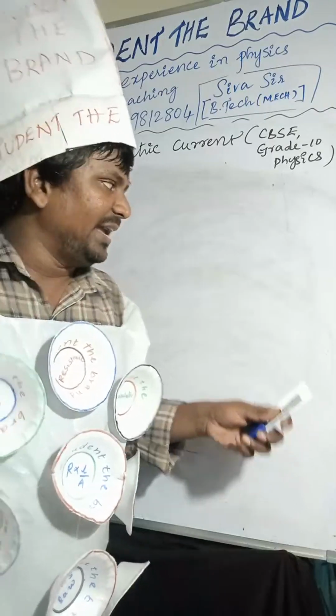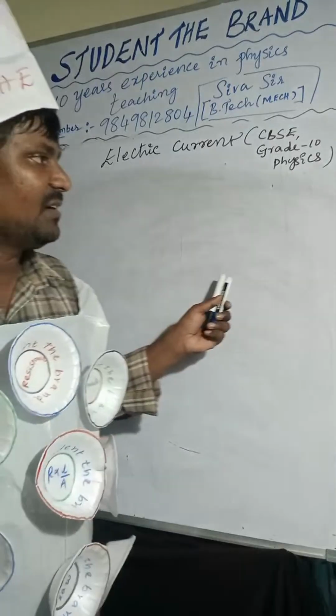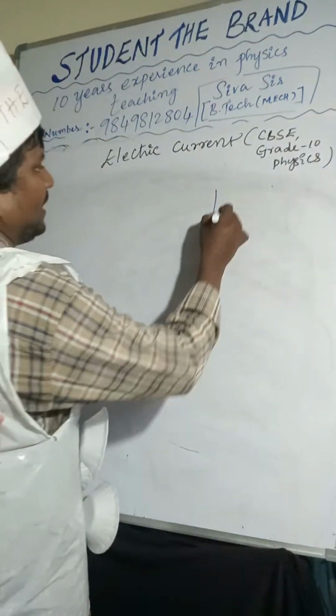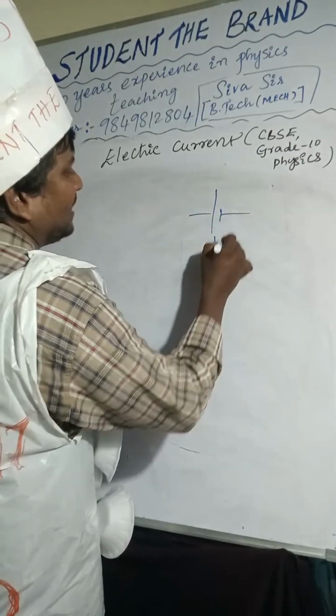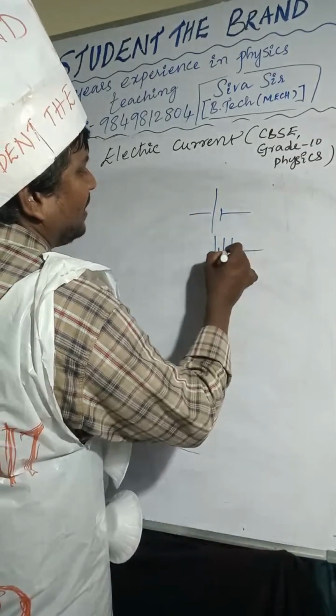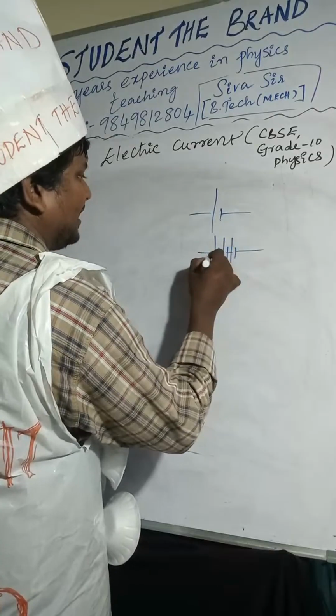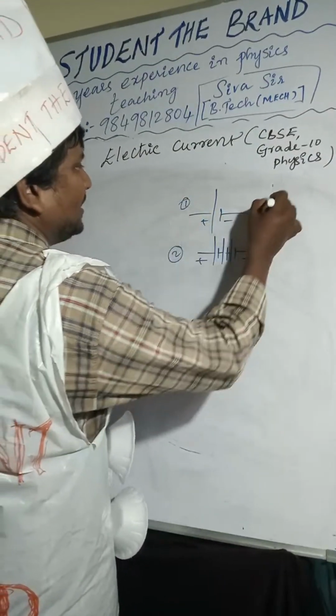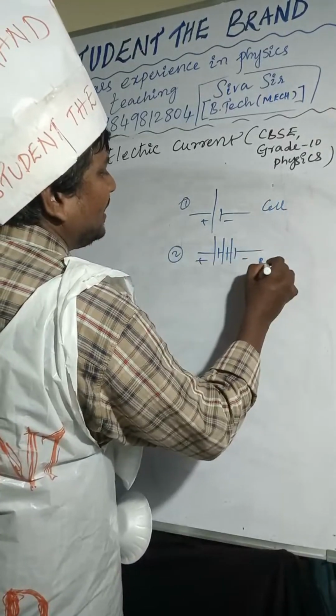Next we are going from the quantization of charge and electric current to electrical appliances. I am taking the cell, which is the battery. Positive terminal, negative terminal. So this is the cell, battery.